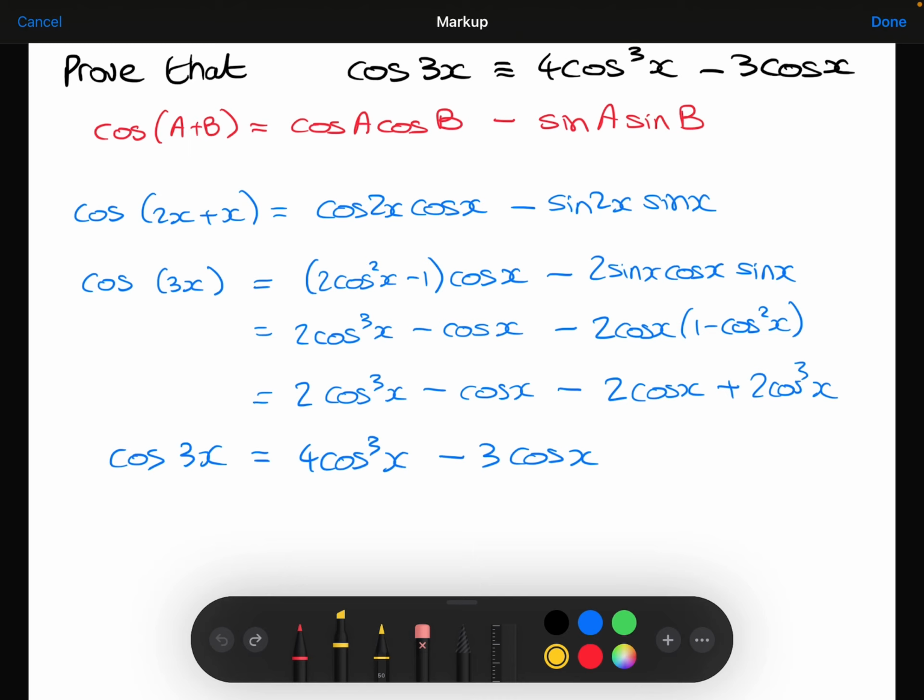Now I know cos 2x can be written in different ways. This time I chose the 2 cos squared x minus 1. And the reason why I chose that is I looked at the answer and I saw I wanted it in terms of cos, not sine. So that's the reason I chose that version of the formula. The sine 2x, I had no choice about that. I had to write it like this.